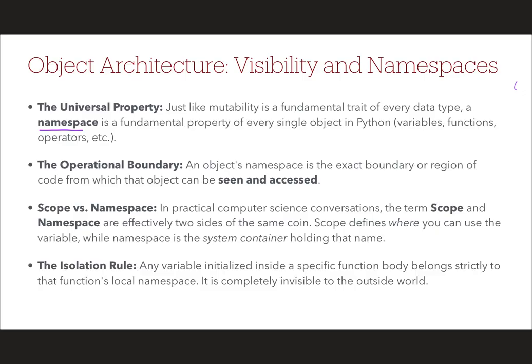Okay? So an object name, when I say a namespace, it is the boundary or the region. So it is the exact boundary or region of code from which that object can be seen and accessed. Okay? So if I define a variable, then there will be the corresponding namespace. So this namespace is a certain region. And only within that region, I can call that variable.